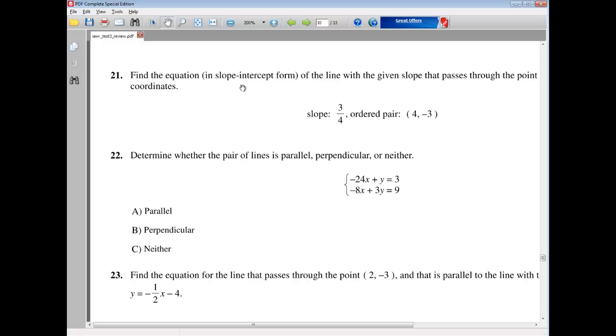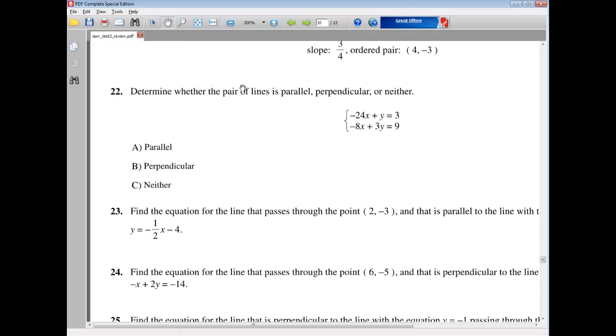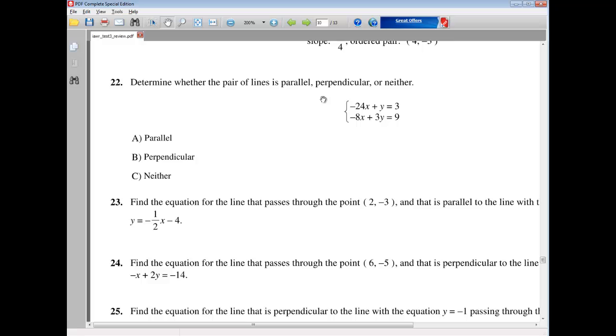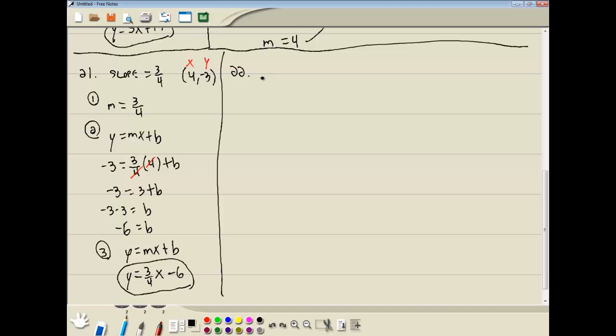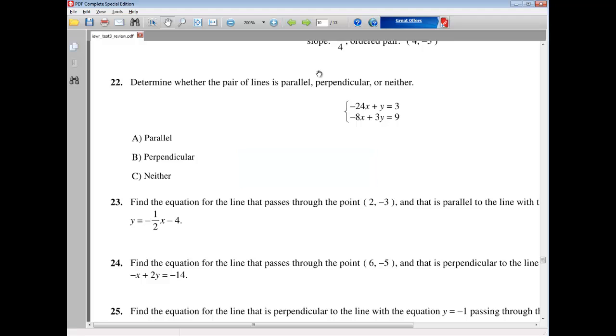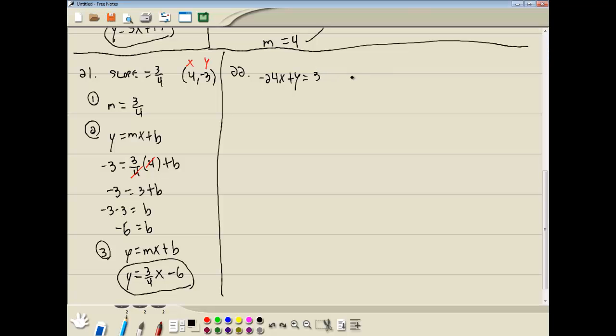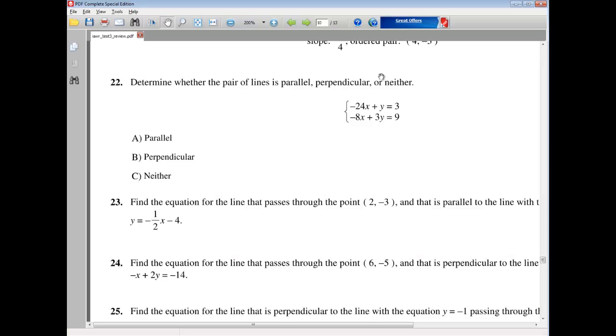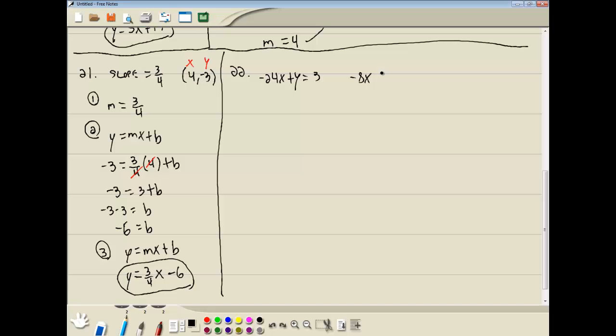Let's see, 22. Determine whether the pair of lines is parallel, perpendicular, or neither. So we got negative 24x plus y equals 3. And we got negative 8x plus 3y equals 9.